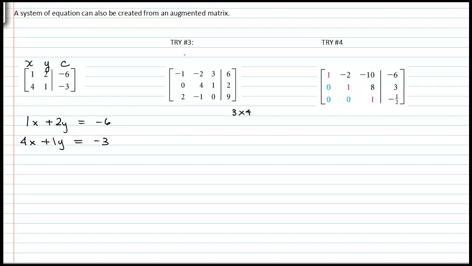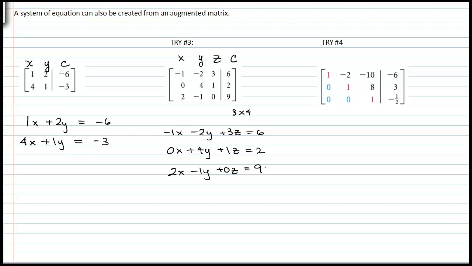Okay, so I'm able to translate this knowing that the first column represents my x, second column represents my y. I want to let my third column represent my z, and my constant is always my last column. Equation number 1 is negative 1x minus 2y plus 3z is equal to 6. 0x plus 4y plus 1z is equal to 2. 2x minus 1y plus 0z is equal to 9. And no, you don't have to write the 0x's or the 0z's.